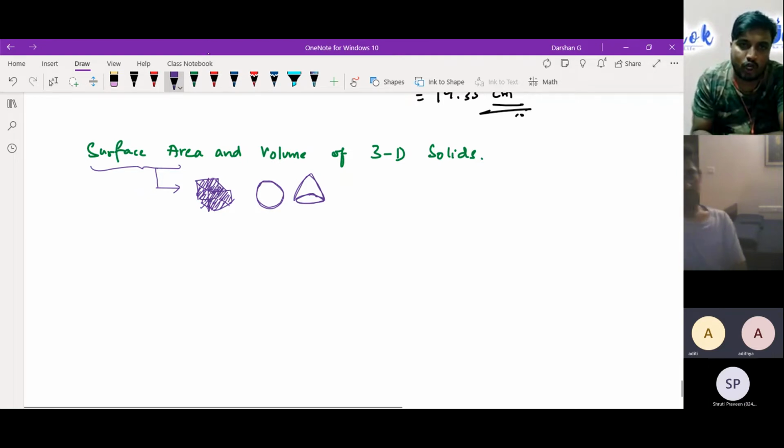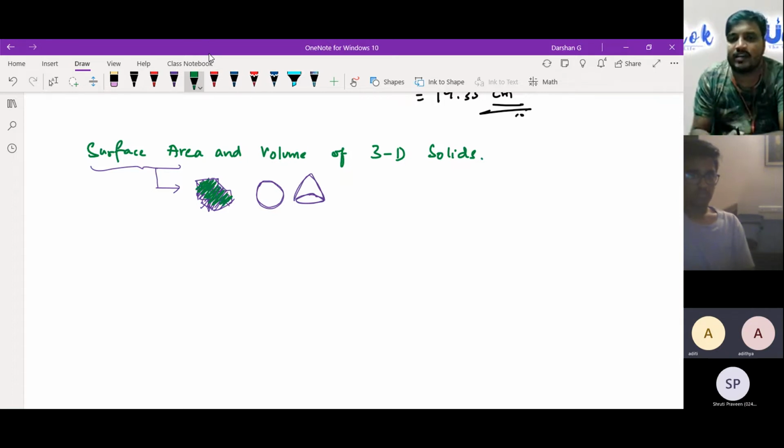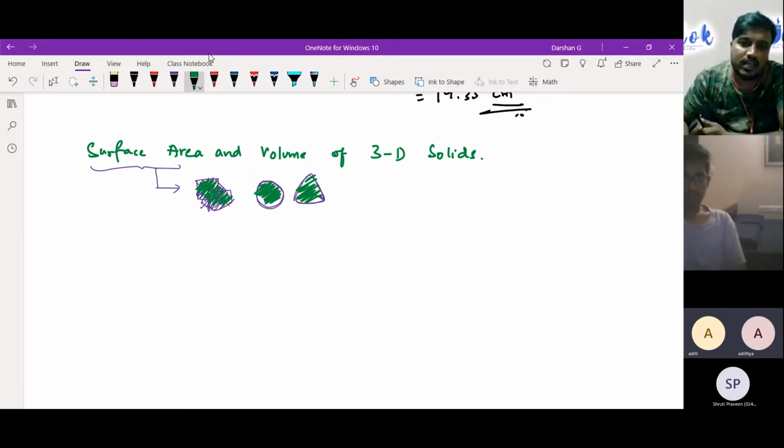What do you mean by volume? Volume is the space inside this given solid figure. Volume is the space inside the solid figure. In the sphere, the volume is inside. In the cone, the volume is inside. So this is how we talk about surface area and volume.